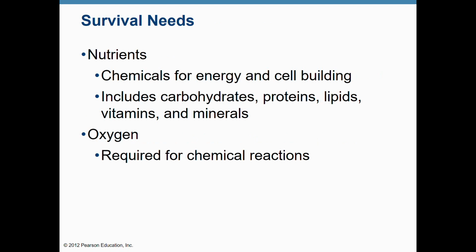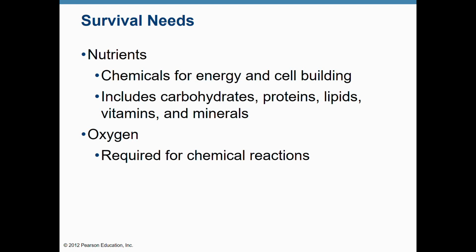Next, we have these survival needs. So in survival needs, we need these nutrients for our energy and cell building. So these nutrients are the carbohydrates, our energy-giving foods. We have proteins. We have also lipids and fats. We have the vitamins and minerals. So necessary for our survival, we need these nutrients.